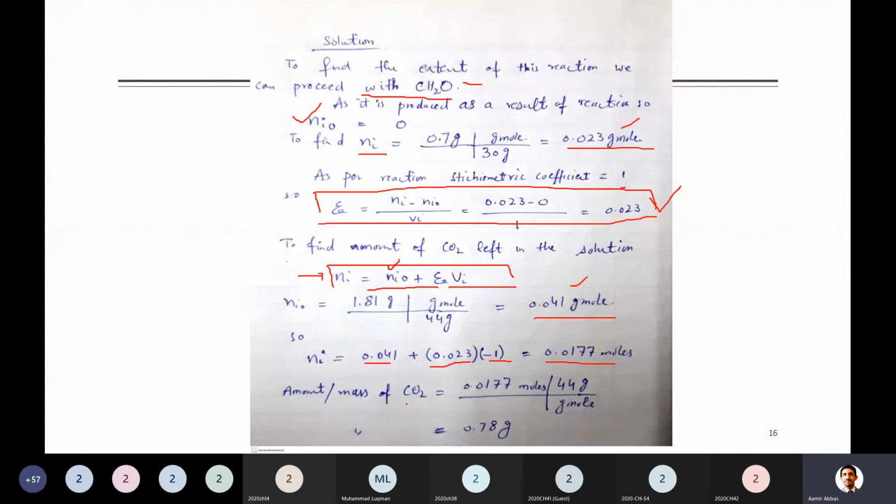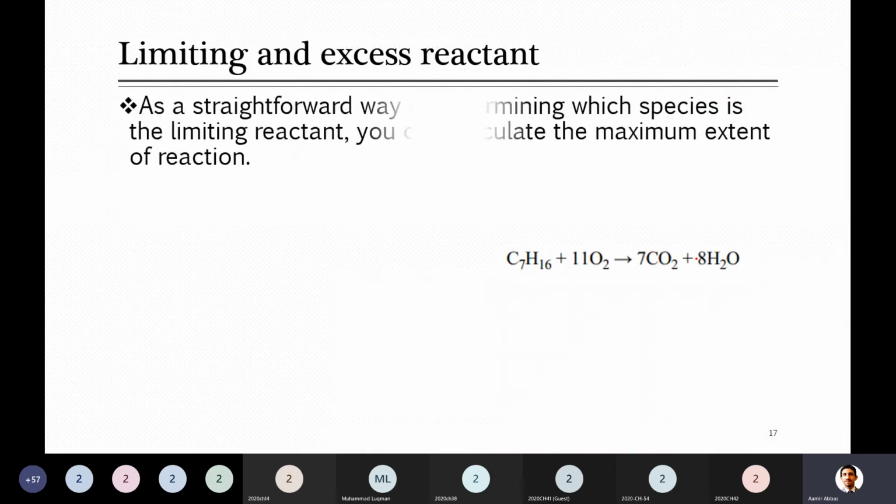They are not reacted. So for the amount, because this is in moles and he asked us to calculate in grams, I have just multiplied it with the molecular weight. Moles multiplied by molecular weight gives you the mass. Clear? Any confusion in this question? No, sir.